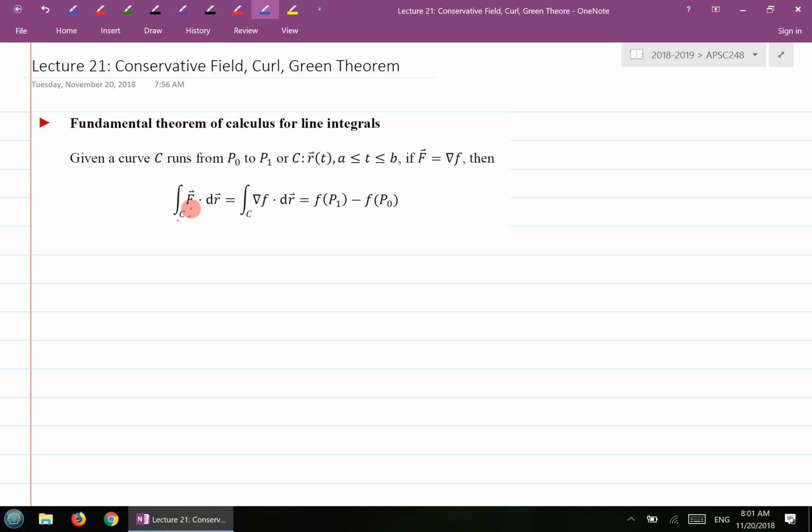Within a conservative field, when you do a vector line integral along a certain curve C, we have this theorem, which is very much like the fundamental theorem of calculus, but it gives us this so-called path independence property. Okay, so that's the fundamental theorem here. Let's very quickly look at an example.